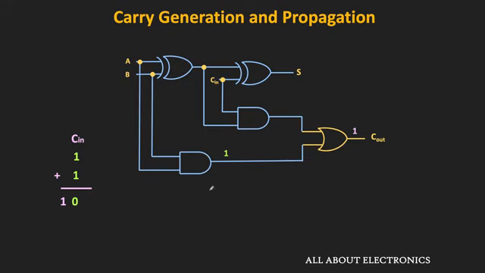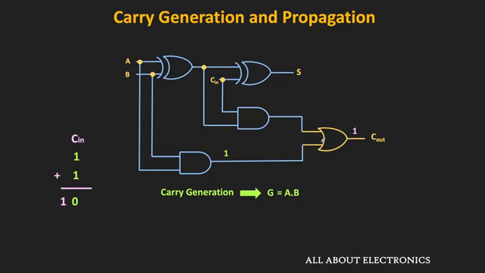That means if this AND gate is high, then irrespective of the output of this upper AND gate, the output of the OR gate will remain high. So that is the carry generation, and let us denote it as G. This G will be equal to 1 when both inputs A and B are high. That means G is equal to A dot B. So that is the carry generation.